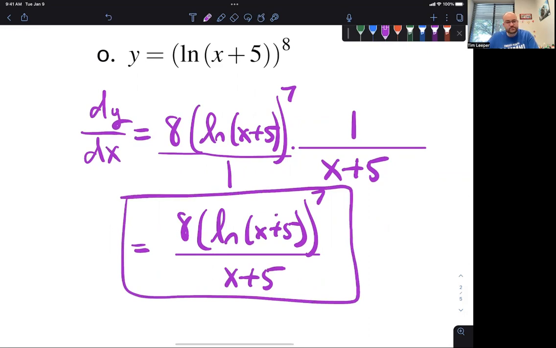Now notice that the x plus 5 and this x plus 5, they don't divide each other. The reason they don't, because this x plus 5 is the argument of a logarithm. So this is the entire factor here, the natural log of x plus 5. There's not another natural log of x plus 5 down here. So therefore, these two cannot cancel each other.